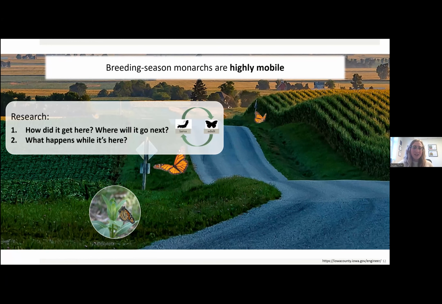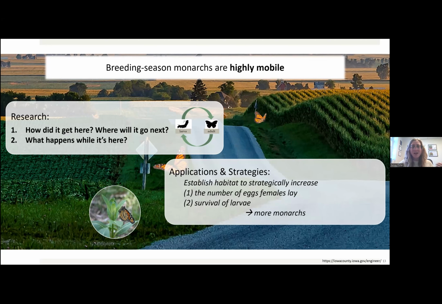But the question is, how did that butterfly find that milkweed? And where is that butterfly going to go next? But then also, what happens while the butterfly is there on that milkweed? And also what happens for the caterpillar? And so the basic part of my research that I was working on while I was at Iowa State is how to get there, where will it go next, and what happens while it's there, both for the butterfly and for the caterpillar.